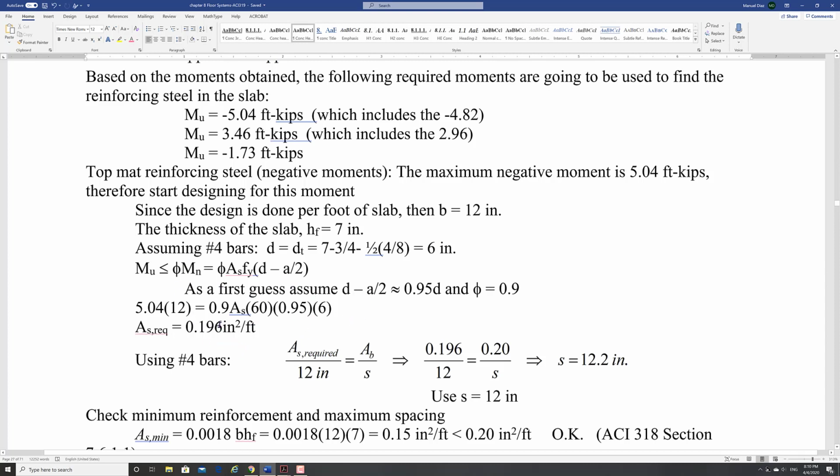So once I got my required area, I select the bar. This is pretty close to 0.20, so I'm going to say 0.20 is going to give me a value larger than 12, right? But we don't want that, so we're going to use 12. So number 4 is at 12. Since number 4 is at 12, that means my provided area is 0.20 at 12, so I don't have to find the provided because it's exactly 0.20 at 12.